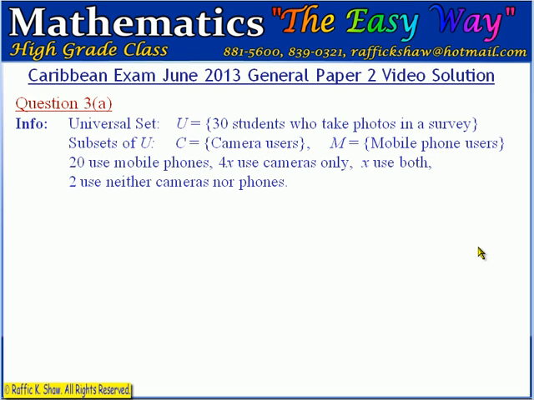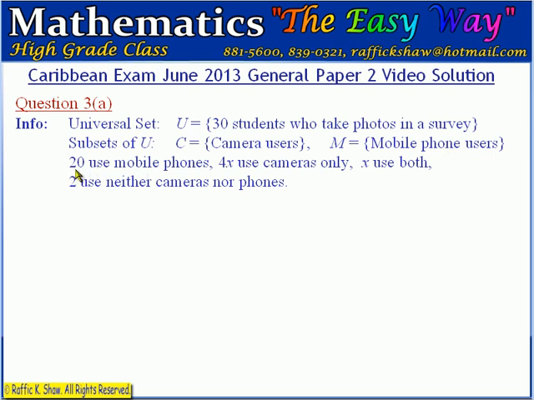Now part A of question 3 is a sets question, and it tells us of 30 students in a survey who take photographs. Some of the students use cameras to take photographs while others use mobile phones. The universal set here has the 30 students in the survey who take photographs, and the subsets of the universal set are set C, the students who use cameras to take photographs, and M, representing the subset of students who use mobile phones to take photographs.